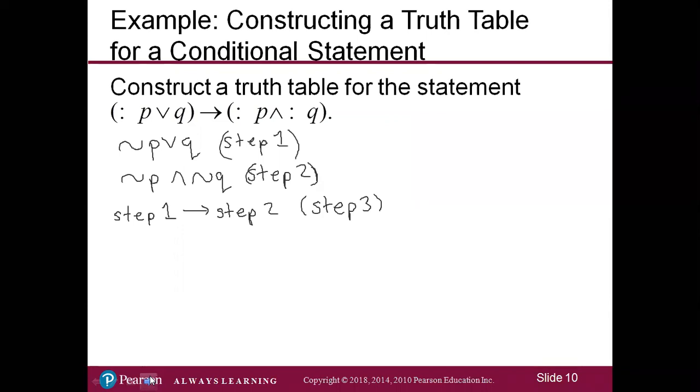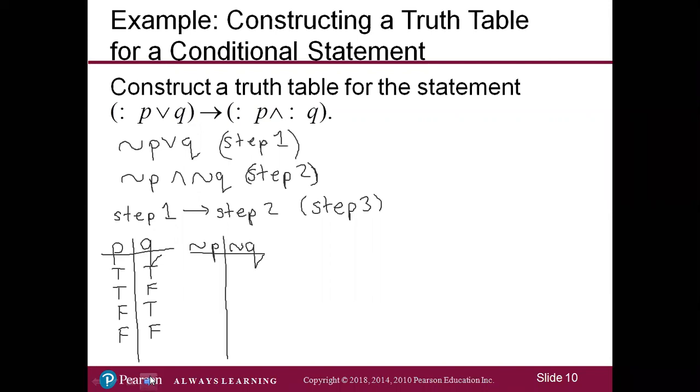All right, in the truth table, we always begin with a P and a Q. P is always T, T, F, F, and Q is always T, F, T, F. We need not P for step 1, and we need not Q for step 2. Not P is to look at the P column and negate the truth values so that the T's become F's and the F's become T's. And not Q is to look at the Q column and negate the truth values, making your T's F's and your F's T's.